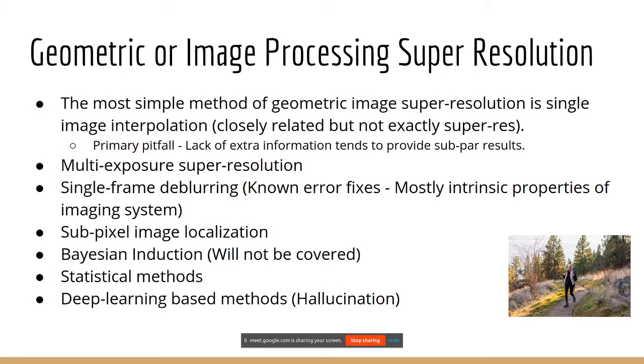And subpixel image localization. This is more of a microscopy technique, only at very small resolutions would you actually be able to use this. In a normal scenario, this wouldn't be useful, or rather, the data we infer from it won't be useful. And we have statistical methods and deep learning based methods. Statistical methods and deep learning methods are sort of related, but deep learning is way more complex, you could say.